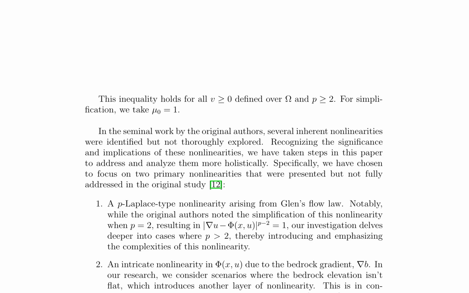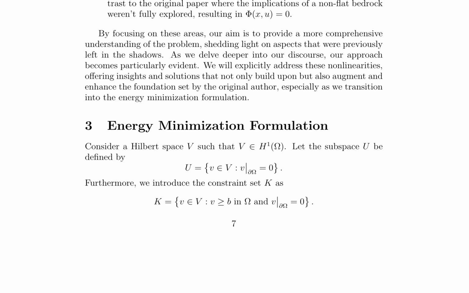This research focuses on two primary nonlinearities: the p-Laplace-type nonlinearity arising from Glen's flow law and the intricate nonlinearity in φ·∇u due to the bedrock gradient ∇b. The p-Laplace-type nonlinearity is examined for cases where p is greater than 2, introducing complexities that were not addressed in the original study. The nonlinearity in φ·∇u is explored for scenarios where the bedrock elevation is not flat, introducing another layer of nonlinearity.